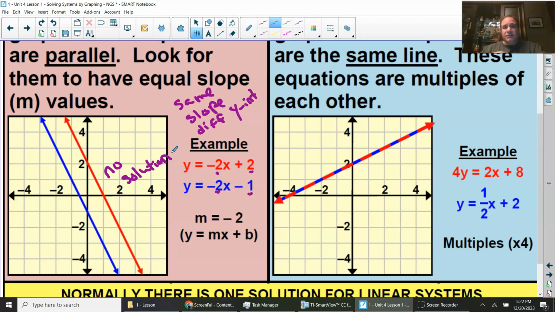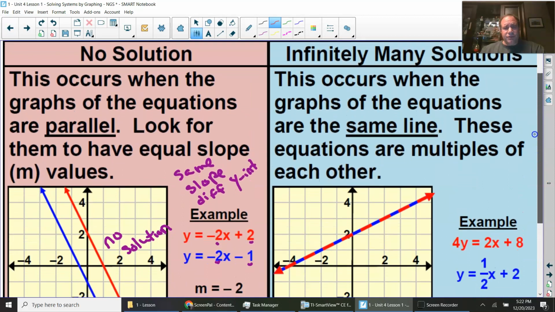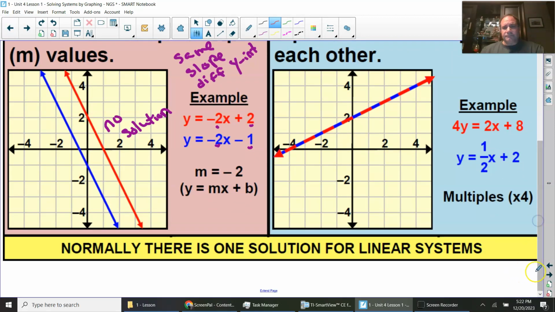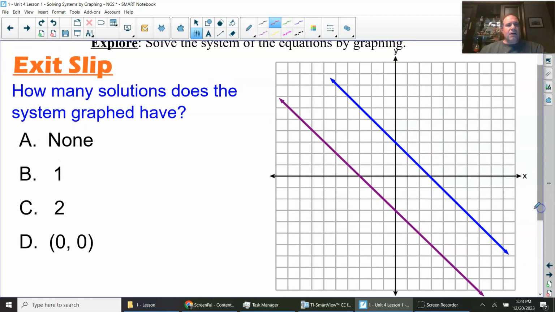They never cross. The same line, though, the one that we just did, has an infinite number of solutions, infinitely many solutions for the same line. All right? And if it crosses once, obviously, that is just one solution. So you just take a look at this exit slip, and obviously, I just talked about it. How many solutions does this system have? And these are parallel lines. Obviously, there's no solution here.